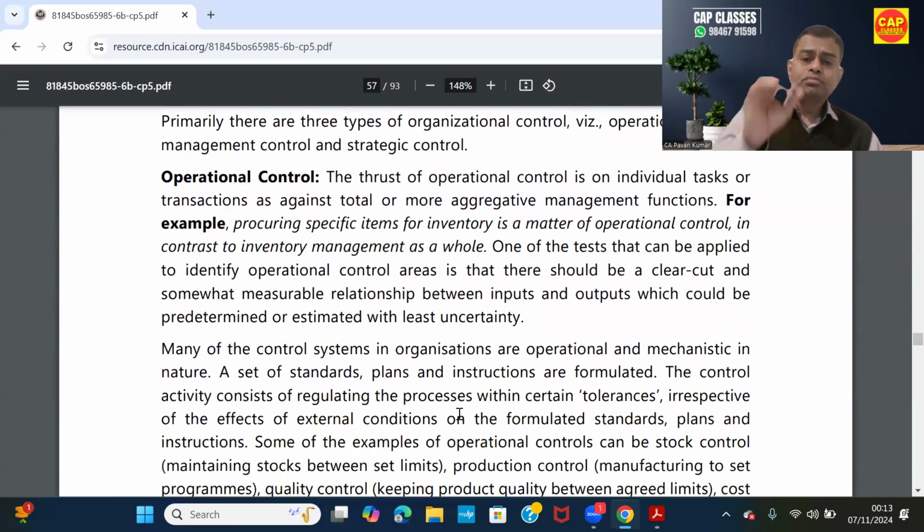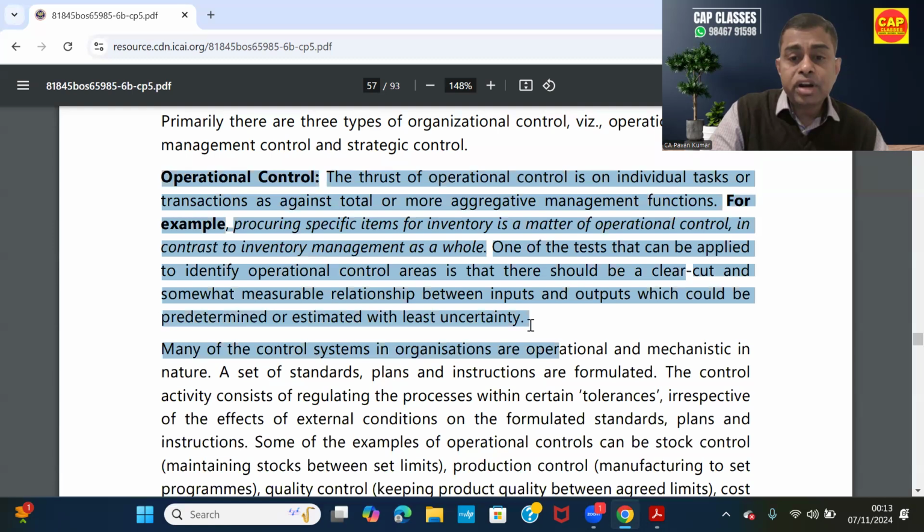Here you are considering one particular operation. Say, for example, supply chain, storage of goods in a godown, inventory control. How do I control my inventory? Should I apply the EOQ technique? What should be the reorder point, the reorder level, the safety stock? From which supplier should I procure materials? What controls you put here? This is called operational control.